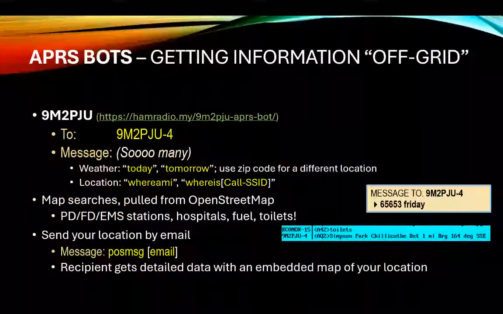Now there's another operator that runs bots or access to network internet based information. That's 9 Mike 2 Papa Juliet Uniform. And he's got a website that I list here. With his format, you send it to his call sign with his -4 SSID. And he has a whole lot of information that you can retrieve. Something as simple as typing a message to today will return the zip code for your location, because again, APRS includes your location information in your packet.